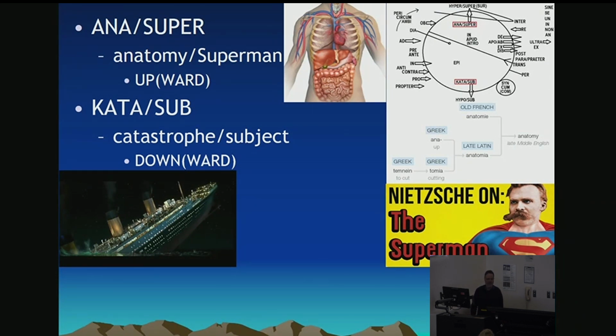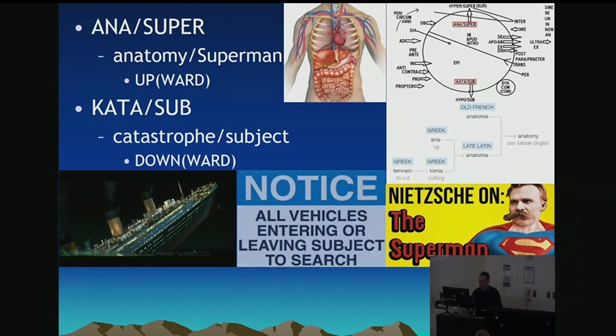As far as subject goes, we already dealt with subject in connection with subject and predicate, and we talked about the sub meaning under and the ject meaning throw. The subject of a sentence is the nomen that is thrown down, that is at the surface of the sentence, upon which you add the predicate. But here's another example of subject.